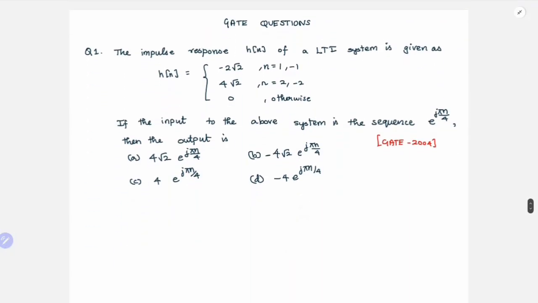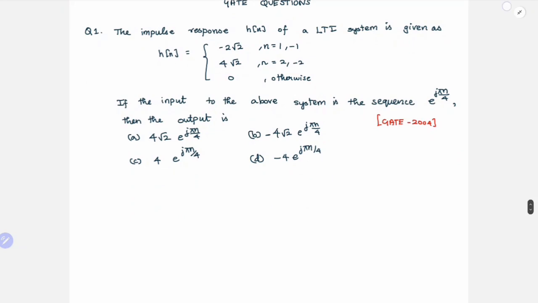Okay. Moving on, let us solve some GATE questions. The impulse response h of n of an LTI system is given as h of n is equal to minus 2 root 2 for n equal to 1 comma minus 1, 4 root 2 for n equal to 2 comma minus 2, and 0 otherwise. If the input to the above system is the sequence e power j pi n by 4, then the output is.